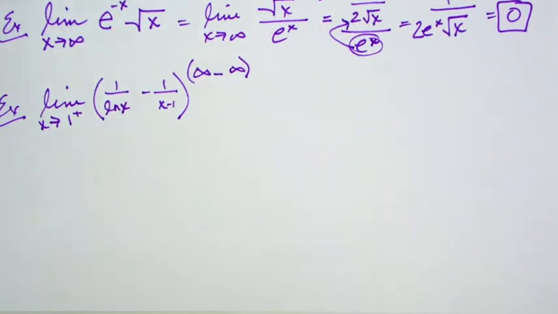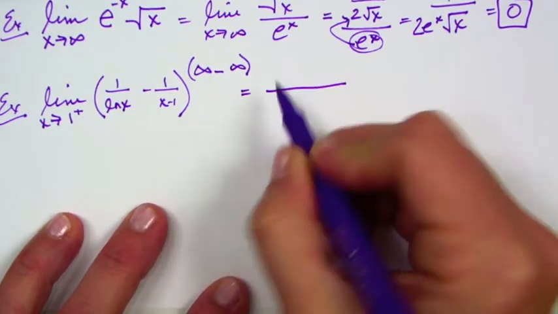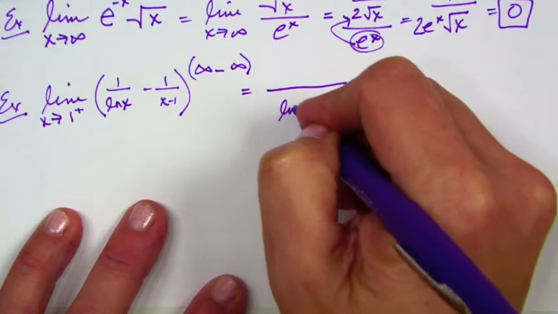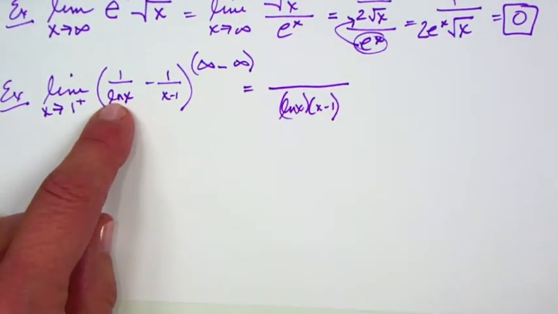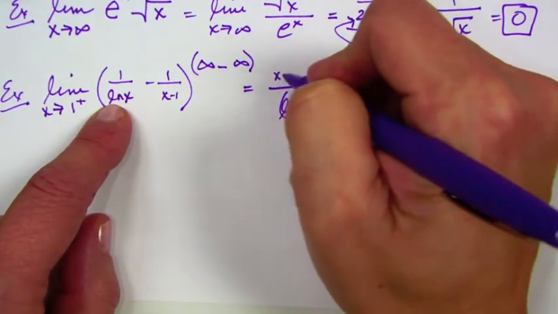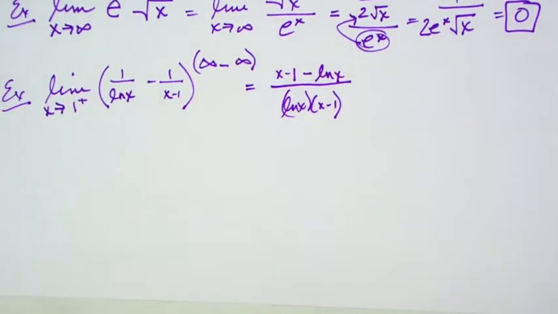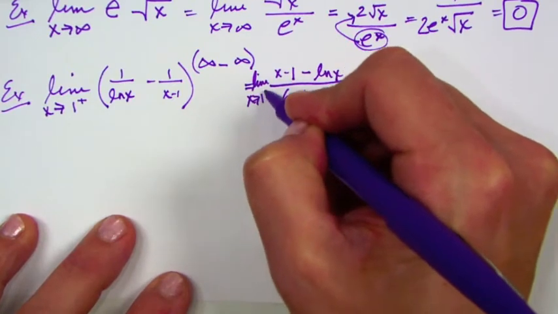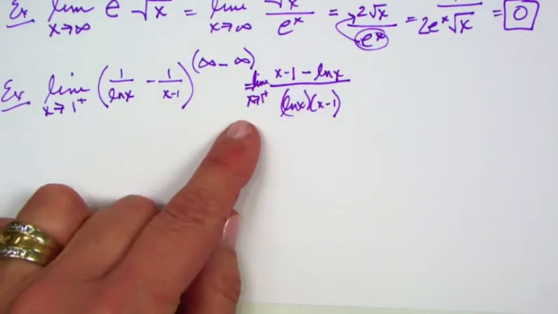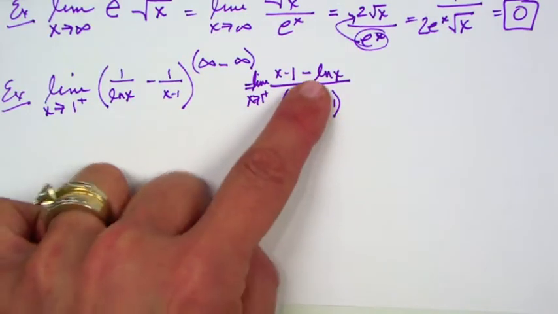Because that common denominator is going to create a single fraction, right? Common denominator will produce a single fraction. And then I can look for that 0 over 0 or infinity over infinity thing. So Ryan says I need a common denominator, and that common denominator will be ln x times x minus 1. So this numerator becomes what? x minus 1 minus ln x.